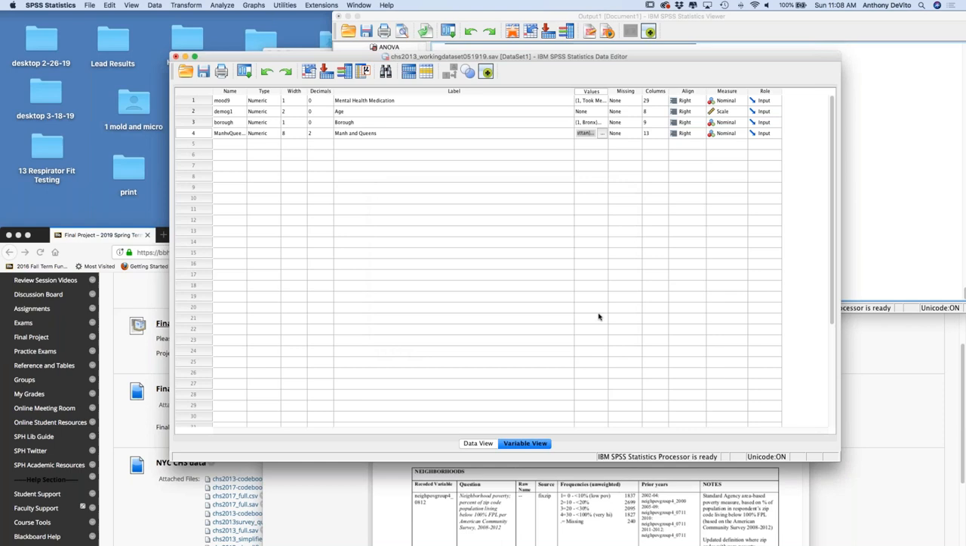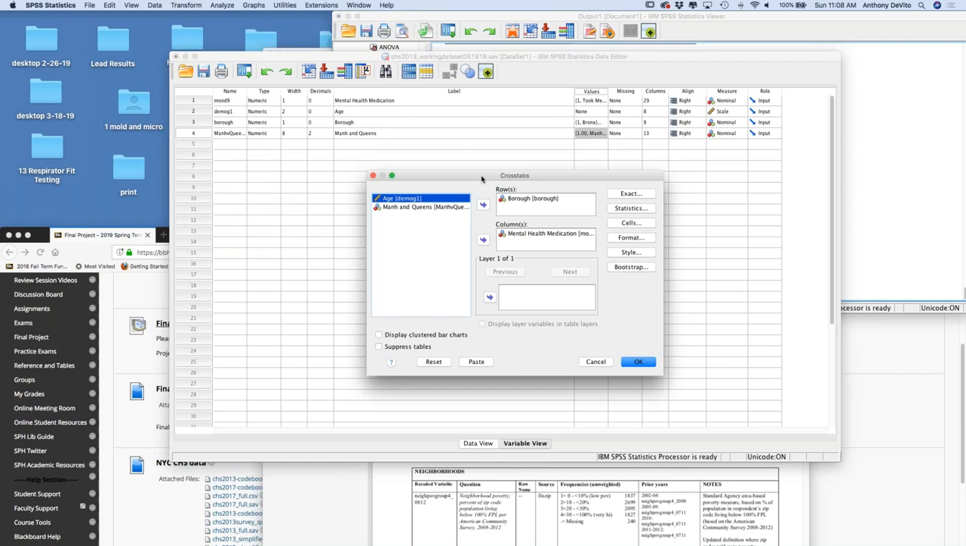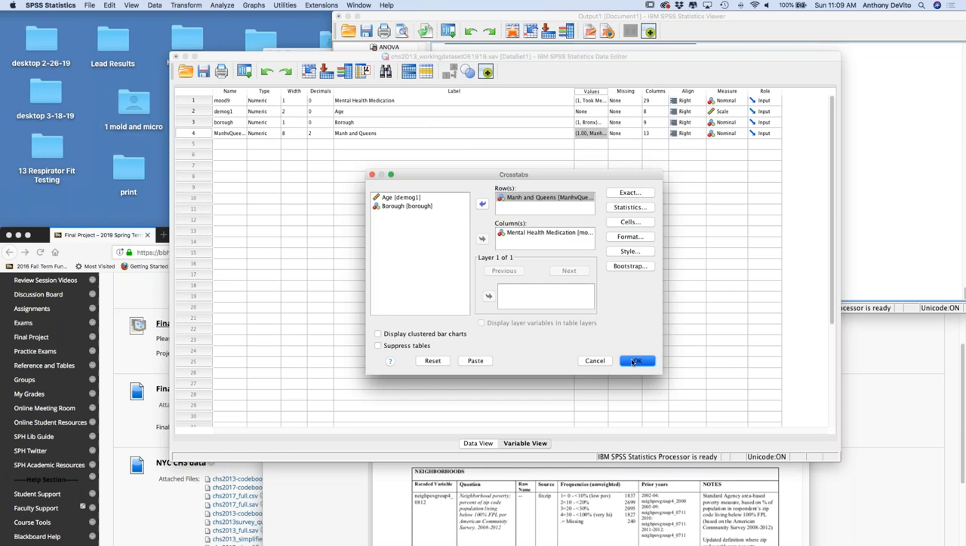I'm going to repeat my chi-square analysis with different variables now. I'm going to go up to Analyze, Descriptive Statistics, Cross Tabs. And now, instead of borough, I'm going to use my new variable, Manhattan and Queens. So if I'm right, in the rows, I'm going to have 2 rows, Manhattan and Queens, and in the columns, I'm going to have 2 outcomes, takes medication or doesn't take medication. So I'm going to go up to cells. This time, I'm going to leave everything turned on, so I only have to do it once. So I'm going to click OK. Okay, and here's our new table.